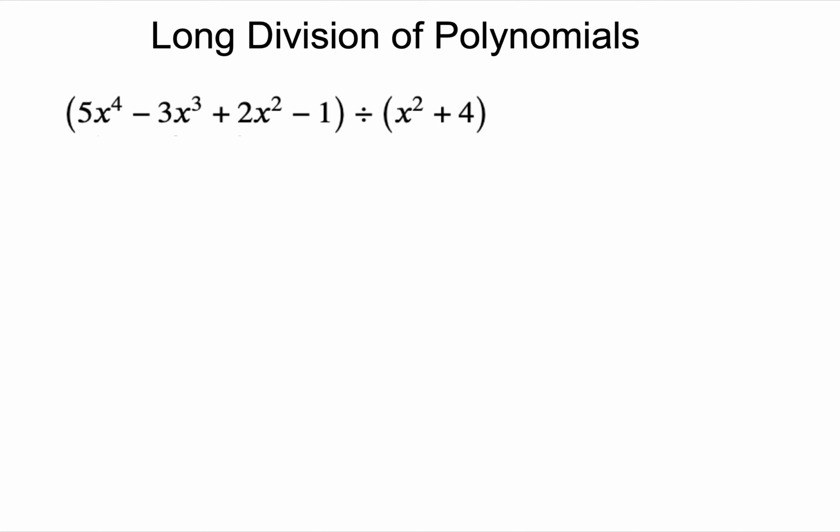Okay, let's look at a problem with long division of polynomials. What we have here is 5x to the fourth minus 3x cubed plus 2x squared minus 1. And then we want to see if we can divide out x squared plus 4.